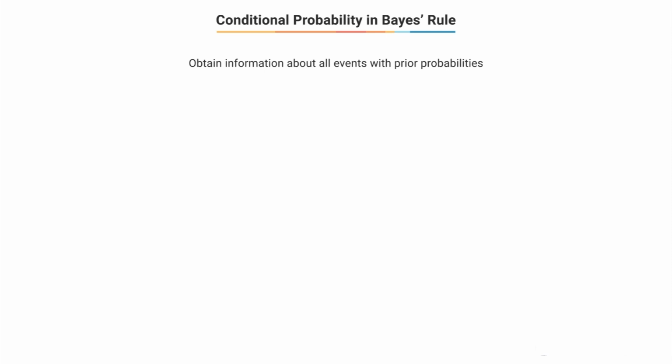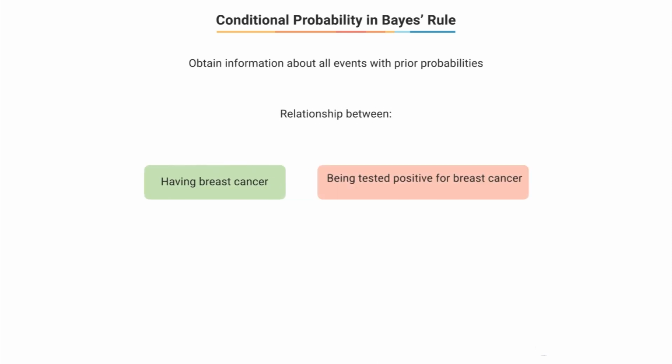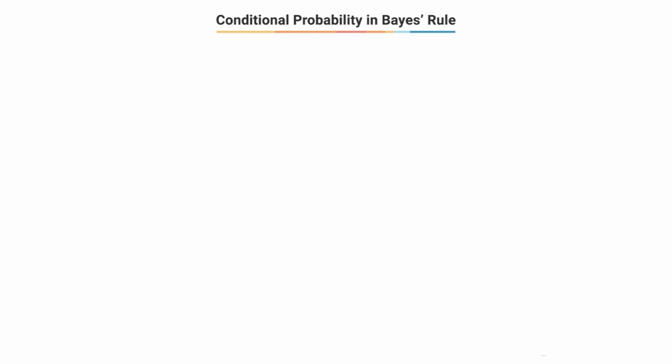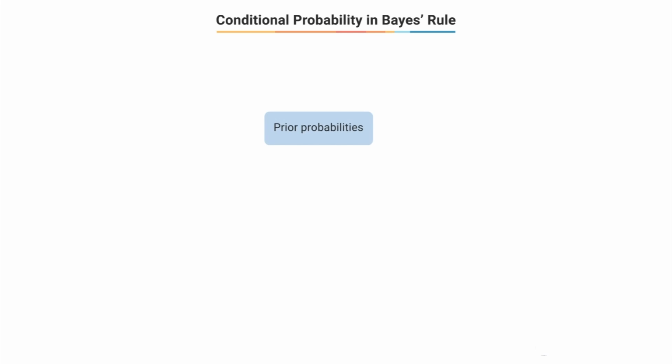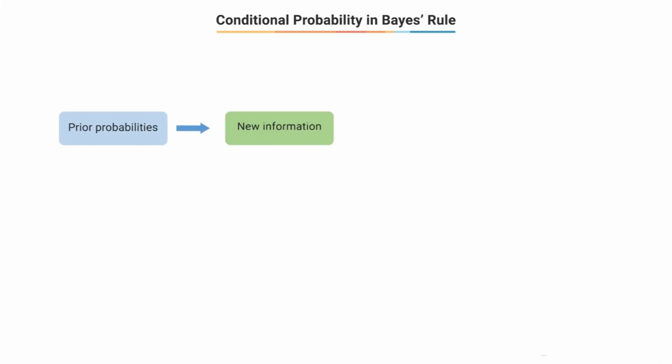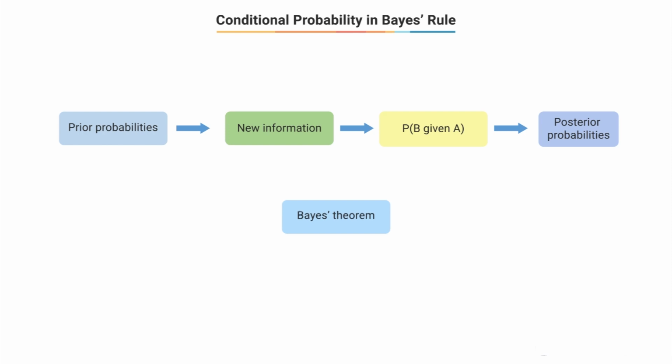In our case, these sources were the experiments that we performed and got two important pieces of information about the relation between actually having breast cancer and being tested positive for breast cancer. This information was given to us in the form of conditional probabilities, that is, probability of A given B and probability of A given B dash. Our objective was basically to update our prior knowledge about females developing breast cancer with this new information and calculate P(B given A). This new probability that we calculated is referred to as posterior probability, and Bayes' theorem is used for making these probability calculations.